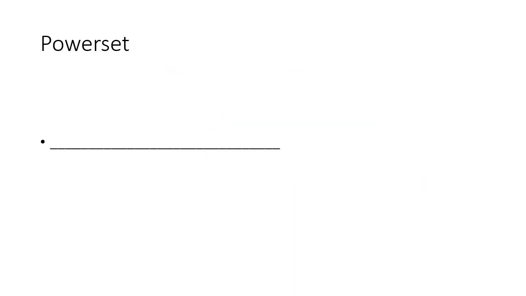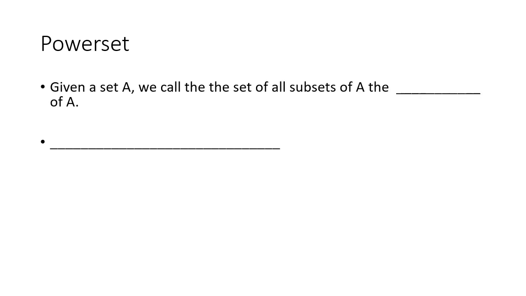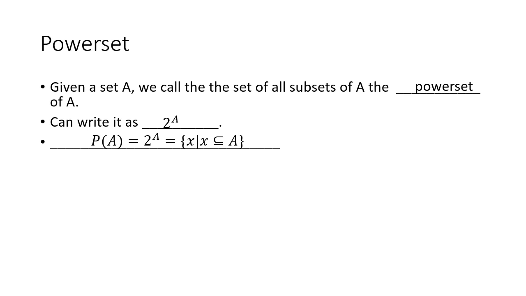So moving on, let's talk about the definition of the word power set. Given a set A, we call the set of all subsets of A the power set of A, which you can write as 2 to the A. And another way to write it is P of A. So here I have P of A is equal to 2 to the A, which is the set of X such that X is a subset of A.